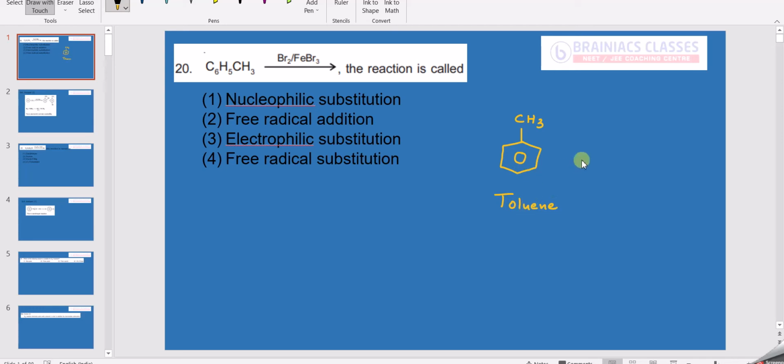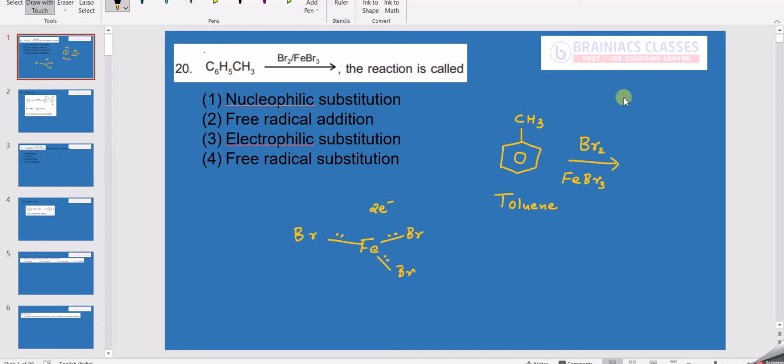So what happens when toluene is treated with bromine? But here the most important thing is it is not just treated with bromine. There is an electron deficient species or Lewis acid. If you look at the structure of FeBr3, it will look like this, with 3 bromine atoms. Now if I look at the central iron atom, you can see there are totally 6 electrons. That means its central atom is vacant. It needs 2 more electrons to complete the octet.